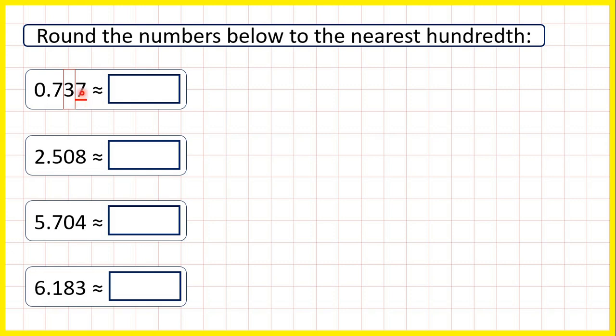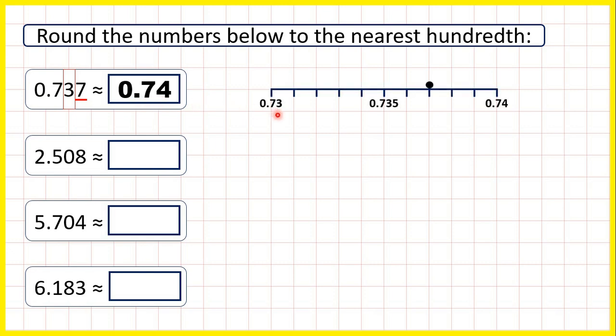Now we have a 7 in our thousandths, and we know that if we have 5 or more, that means we need to round up. So this 3 in our hundredths becomes a 4, and digits to the left of what we've circled always stay the same. So we have 0.74.